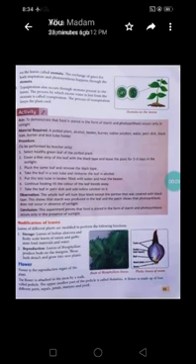I hope you understand it. Now I am going to explain to you about the flower. Children, you know flowers are the most beautiful part of a plant. Different plants have different types of flowers.